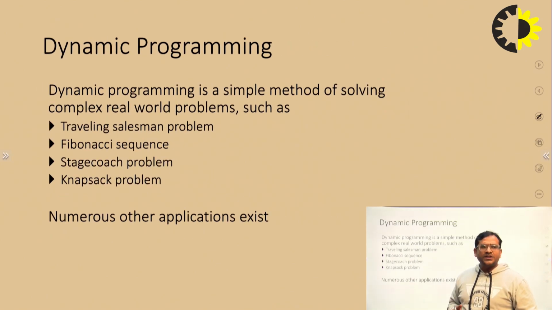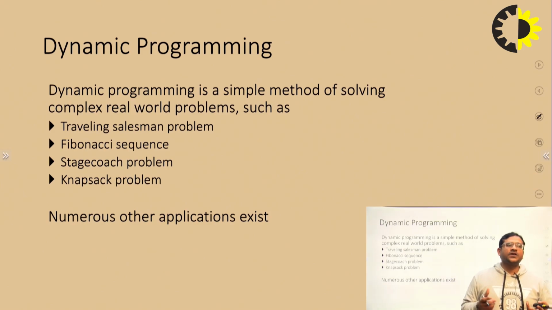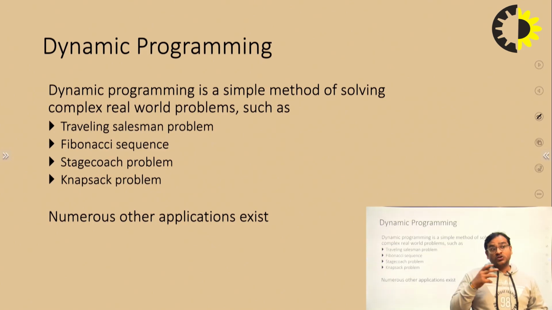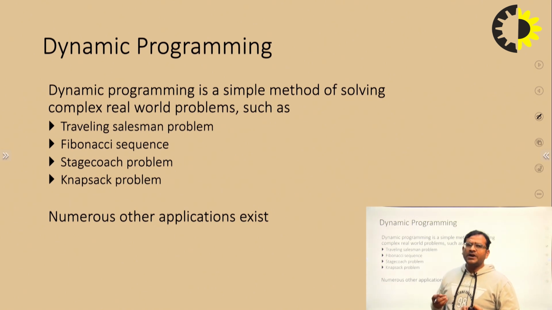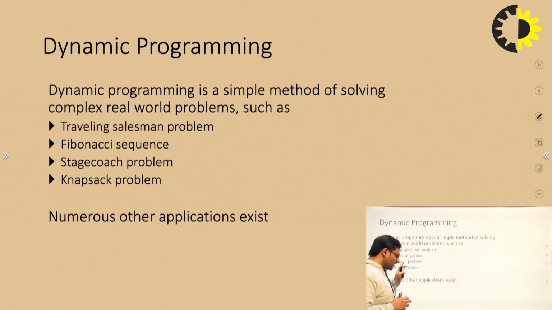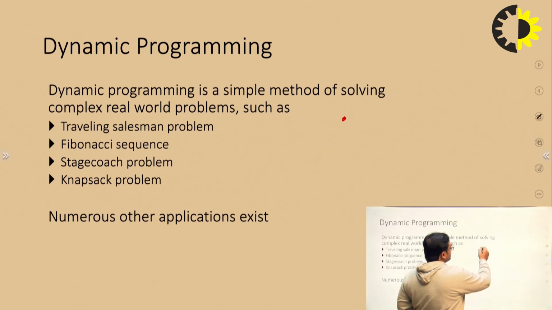So what is dynamic programming again? It is simply a method to solve complex real world problems, such as the traveling salesperson problem, or traveling salesman problem, the Fibonacci sequence, the stagecoach problem, and the knapsack problem. Various other applications exist which you can solve through dynamic programming. Like I'm talking about this traveling salesperson problem, a salesperson starts from one node, and suppose there are different cities.